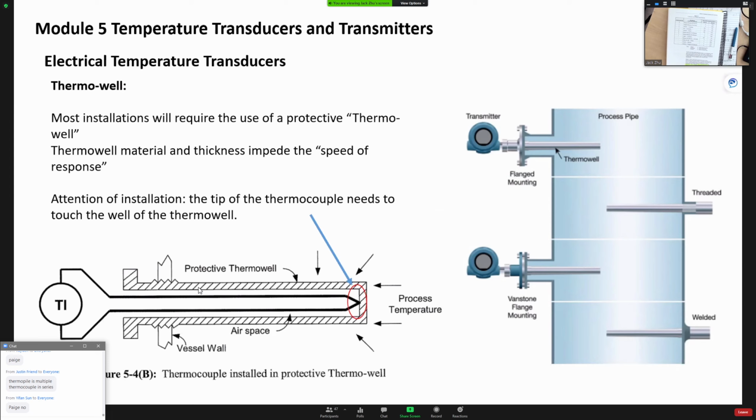But the thermal well also affects how fast you can measure the temperature. If the temperature stays constant, it's no problem. But what if the temperature increases or decreases, and it takes more time to conduct the heat energy through the thermal well into your thermocouple?